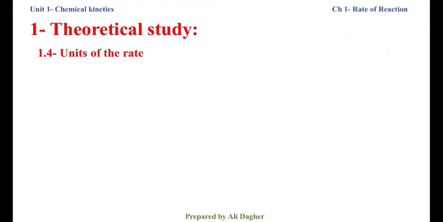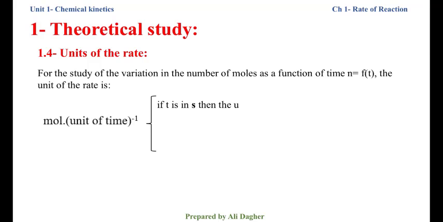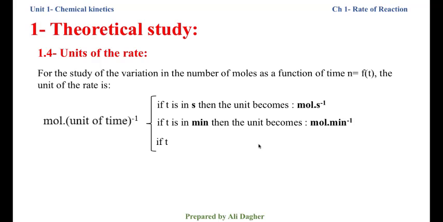Now, units of the rate. For the study of the variation in the number of moles as function of time, n equal function of time, the unit of the rate is unit of the number of moles over unit of time. According to the unit of time, we have different units of rate. If time is in seconds, then the unit becomes mole per second. If time is in minutes, then the unit becomes mole per minute. If time is in hours, then the unit becomes mole per hour.